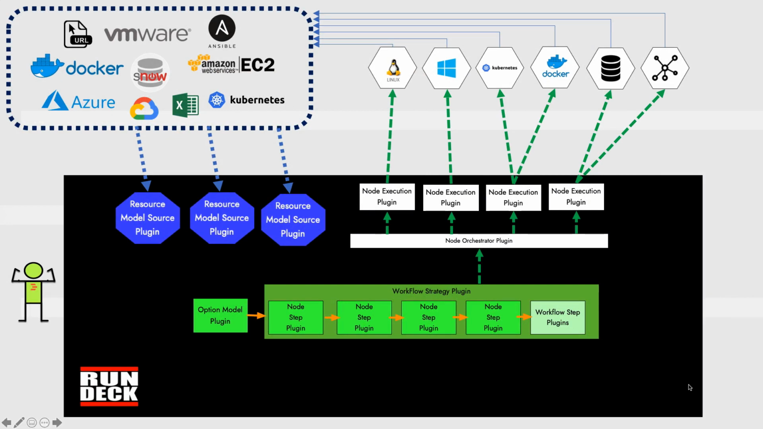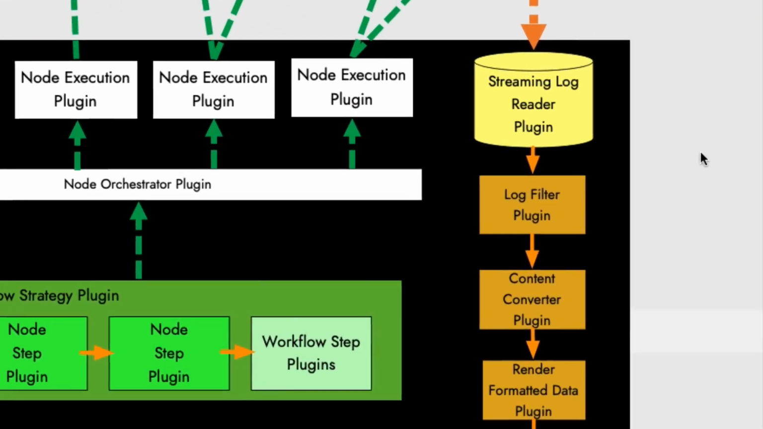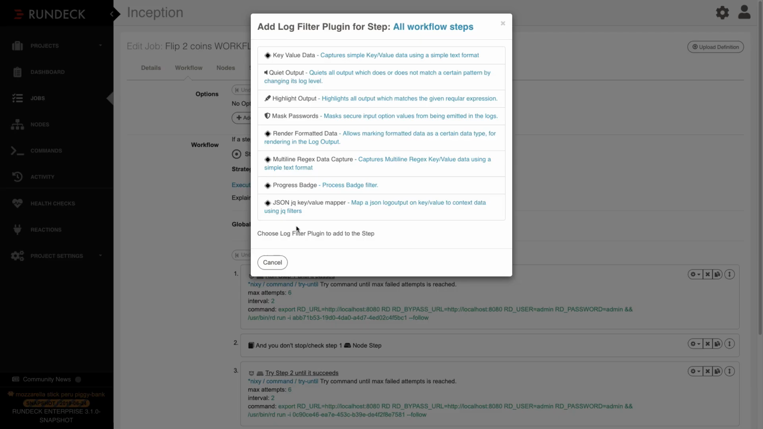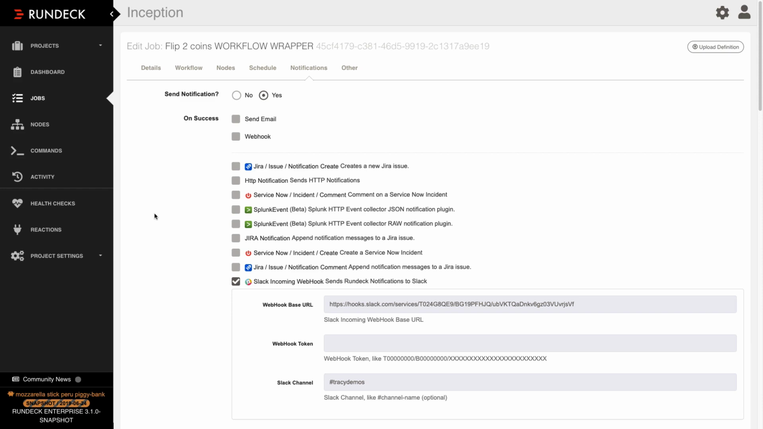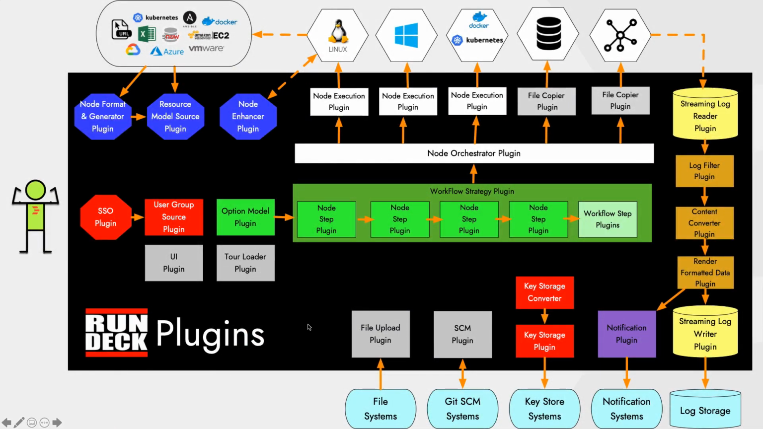With your automation executed, yes, there was output. And you need plugins to adapt how you read, convert, render, and write the logs to storage. The log filter plugins are especially useful when you want to capture key value data, highlight output, or even render formatted data from logs. Notification plugins are there to let everybody know every time a self-service job kept someone from interrupting your day. I won't detail all the colorful boxes here, but don't let that scare you.